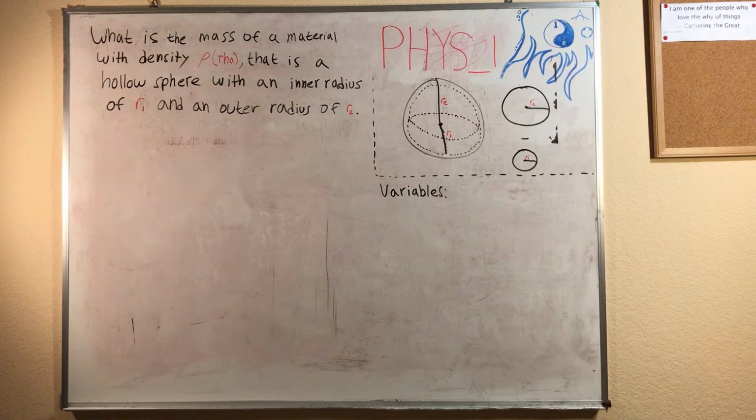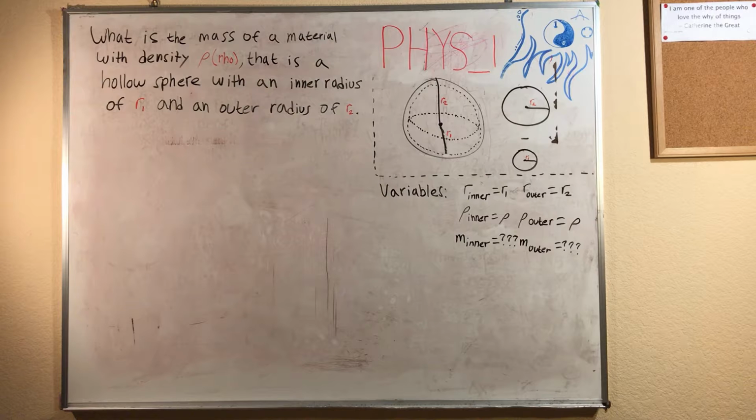So moving on to our variables, the radius of the inner sphere is given with r sub 1. The radius of the outer sphere is given with r sub 2. The density of the material is the same for both the inner sphere and the outer sphere, which is just rho. If we want to subtract their masses, then we will need to solve for the mass of the inner sphere and the mass of the outer sphere. This will give us the mass total for our hollow sphere, which is the mass of the outer sphere minus the mass of our inner sphere.